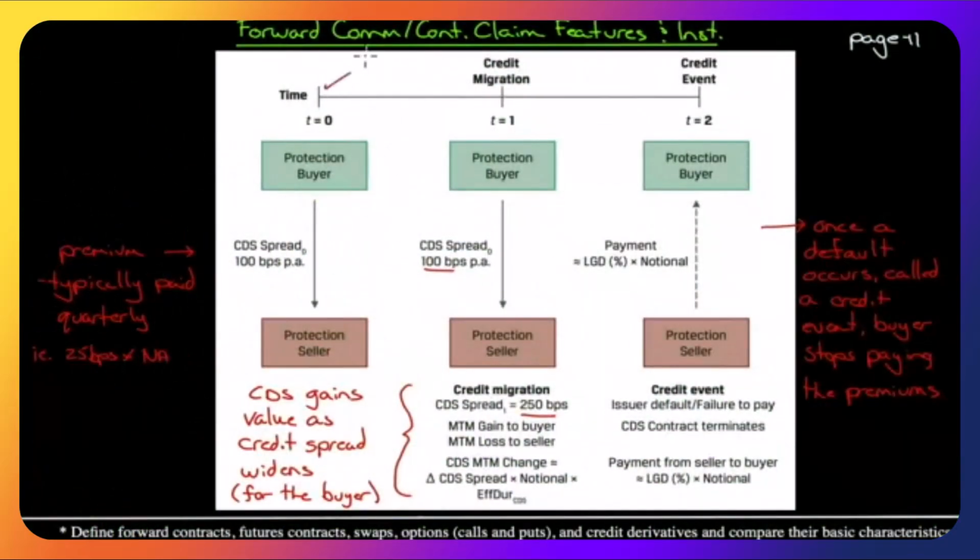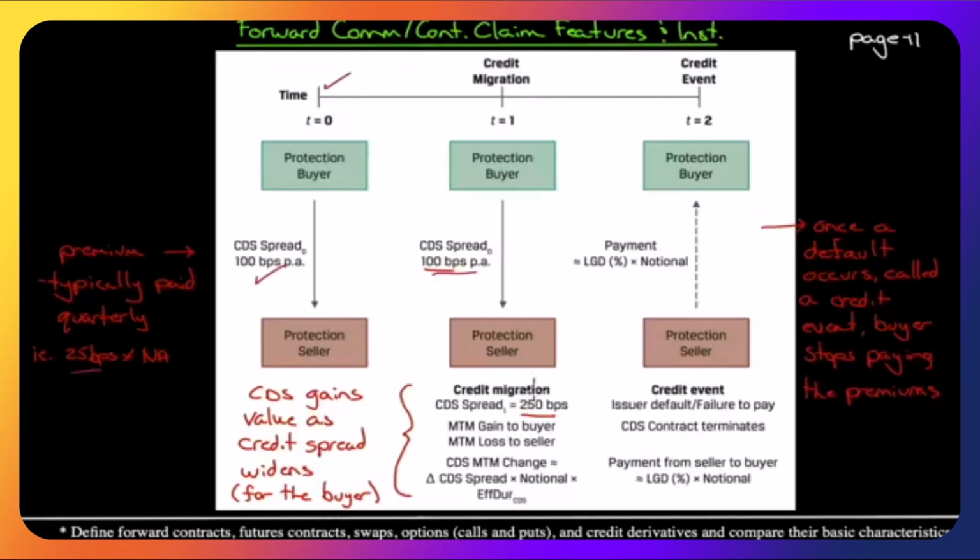Time at t equals 0 at inception. You have a protection buyer and a protection seller. Over the course of the year, the buyer will pay the seller a premium. This is IG because it's 100 basis points per year. Typically, it's paid quarterly, so it would be 25 basis points per quarter times whatever the notional amount is. And the CDS is going to gain value when the credit spread widens, which is what we'll see at time t equals 1. Here we have another premium payment to be made, much like the insurance on your car is paid annually. The insurance here is paid annually.